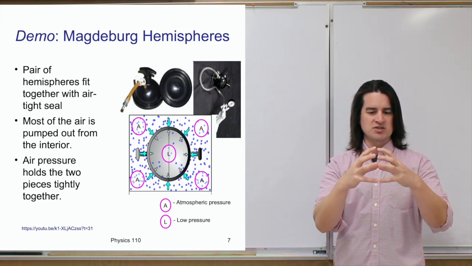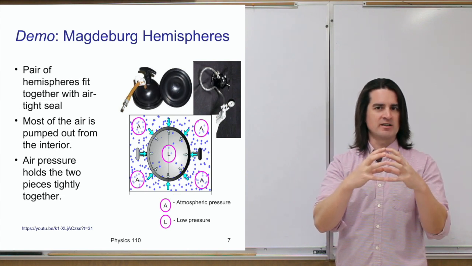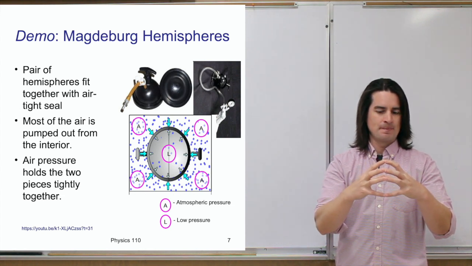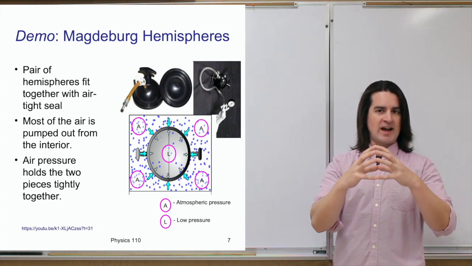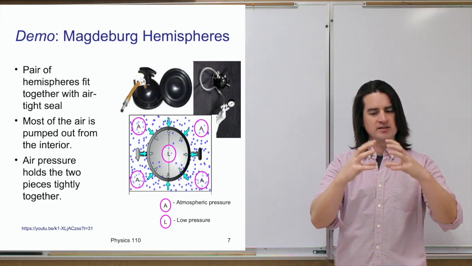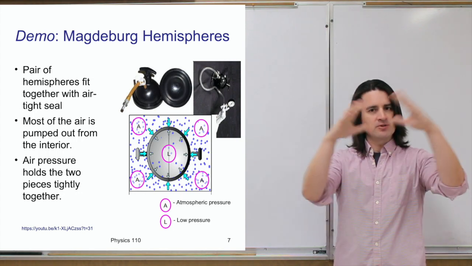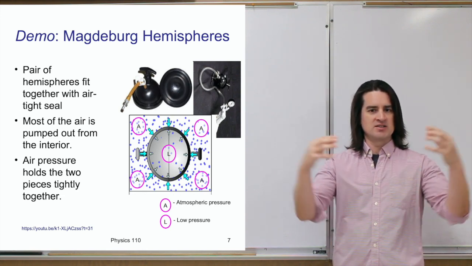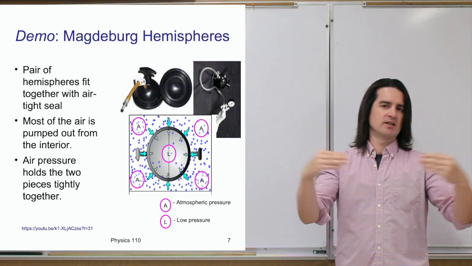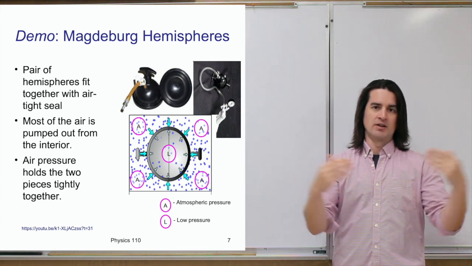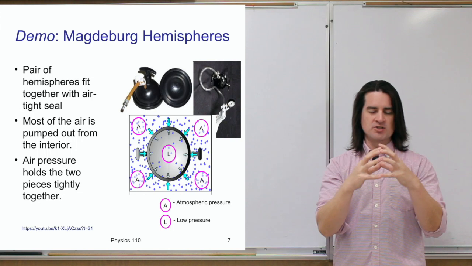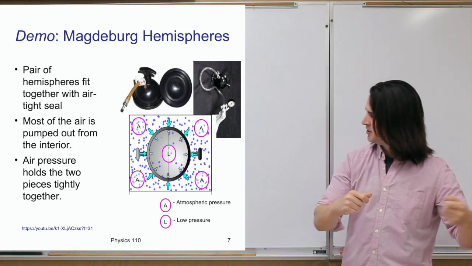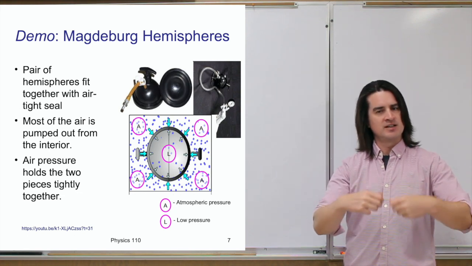And what that does is, since there's now fewer atoms in there, the pressure inside is lowered, meaning it's lower than atmospheric pressure. So now, inside the sphere, the pressure is lower. Outside, it's still atmospheric pressure. It's still higher than that. And the effect is that the pressure of the atmosphere is pushing in on the sides of the hemisphere, and so it wants to keep it together. And even in this video, we'll see two grown men trying to pull these hemispheres apart, and they can't do it.